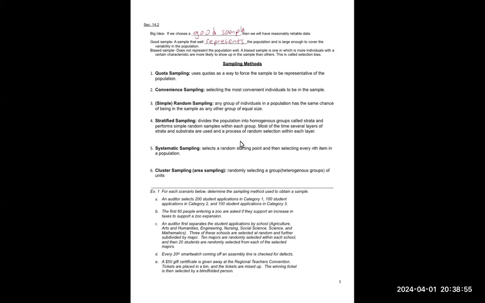So it's kind of like quota sampling in a way, because you separate people into similar groups, and then you do a simple random sample from each of those similar groups. We call these homogeneous groups of people.